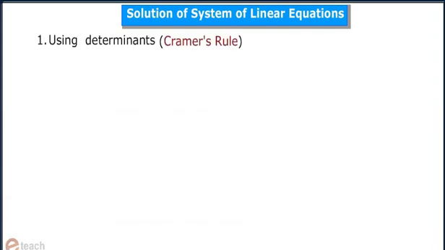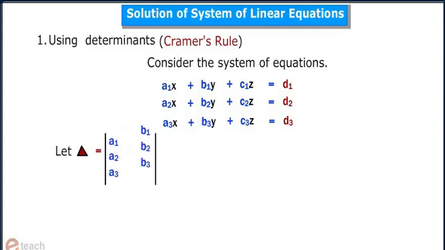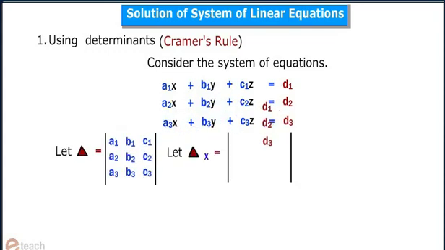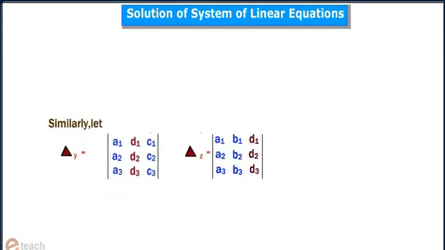Using determinants, that is Cramer's rule, consider the system of equations a1x plus b1y plus c1z is equal to d1, a2x plus b2y plus c2z is equal to d2, and a3x plus b3y plus c3z is equal to d3. Then determinant delta can be formed by the coefficients of x, y, z, and delta x can be formed by replacing the coefficients of x by d1, d2, d3, or the constants of the equations. Similarly, delta y and delta z can be formed.